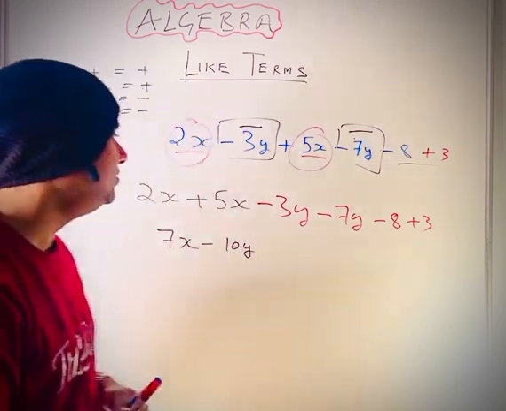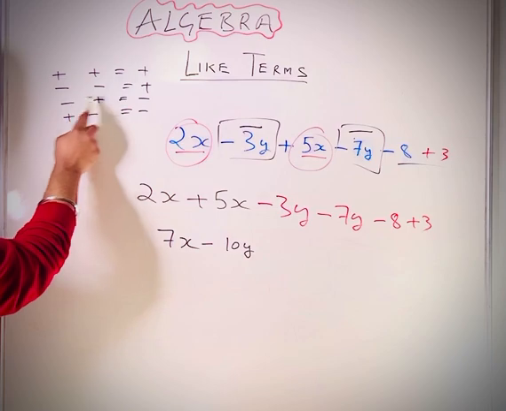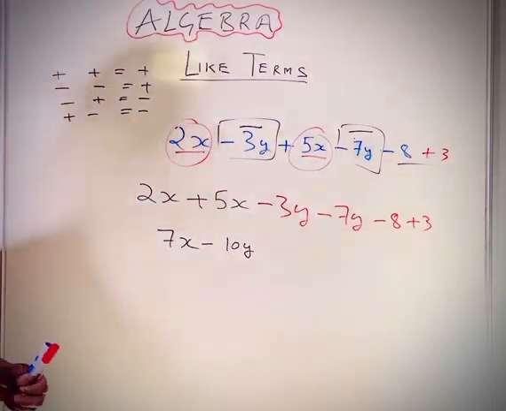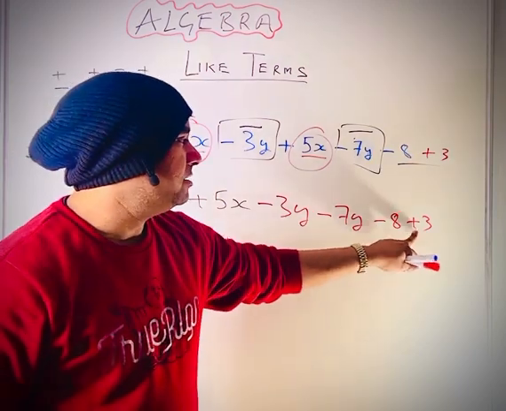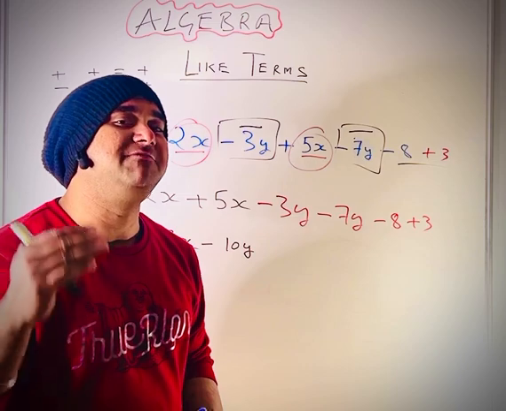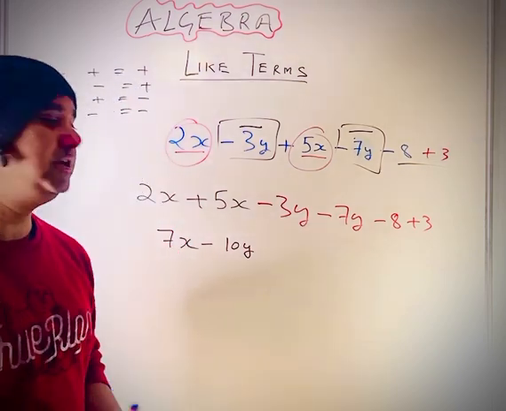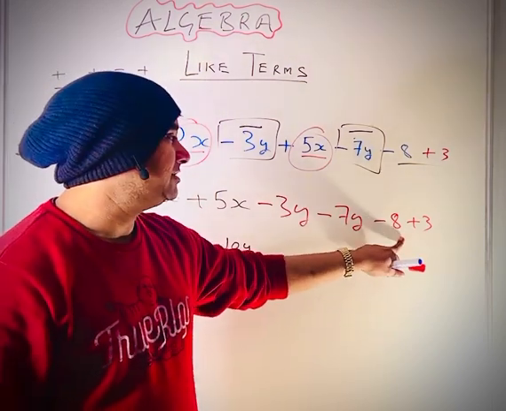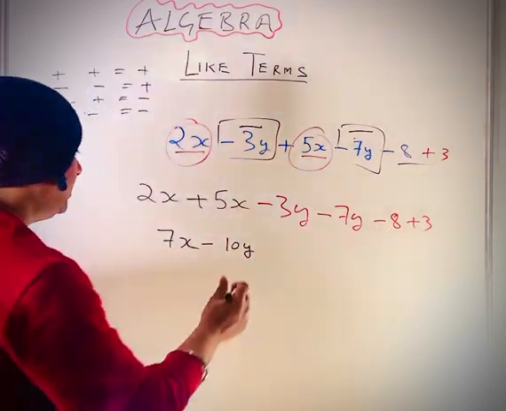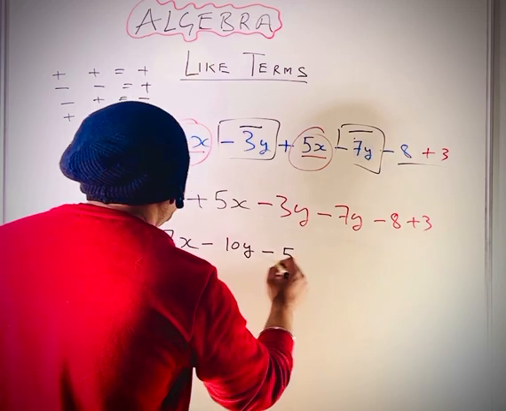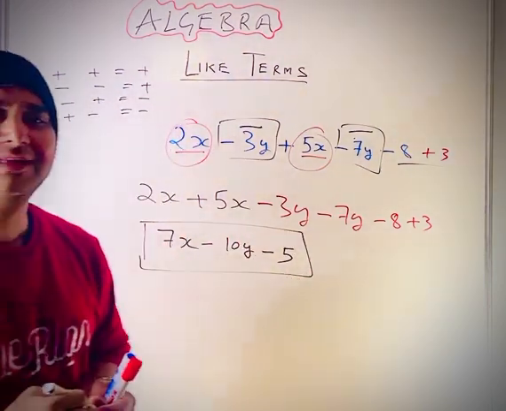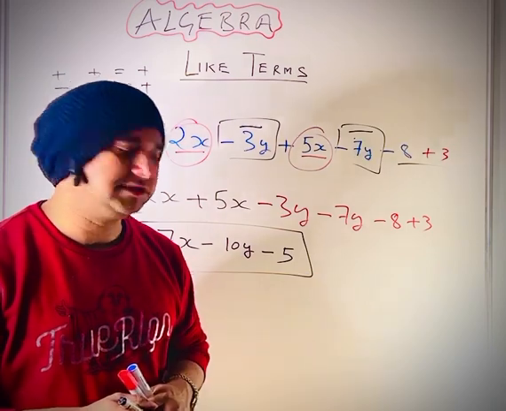Now in this case, you see, minus plus, minus plus, the operation will be minus. So minus 8 plus 3, the operation will be minus. We're going to subtract them. That will be 5. But what sign will be there? Minus. Why? Because 8 is greater than 3 and 8 has a negative sign. So there will be minus 5. And that's how exactly you write them in the simplest form.